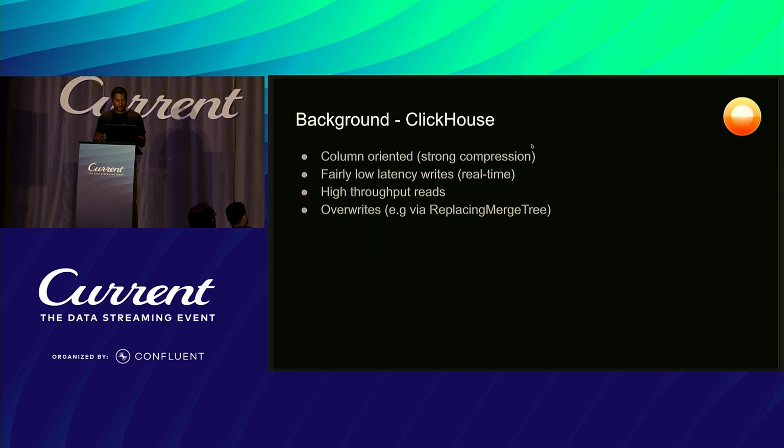Continuing the background into ClickHouse, which is our choice of database for the problem. And I'm going to talk about why in a little bit. ClickHouse is a column-oriented database with strong compression. It allows fairly low latency writes in real time. We typically write to ClickHouse using Flink. You can just sync real-time data to it. It offers high throughput reads, and it allows you to overwrite data when you use engines like the ReplacingMergeTree. So you can mutate history if you choose.